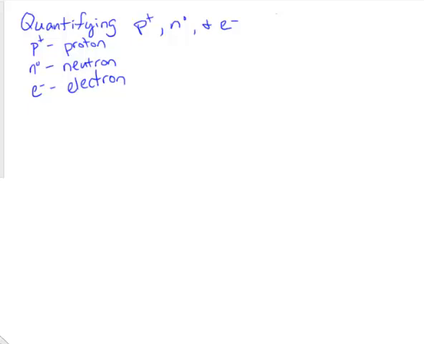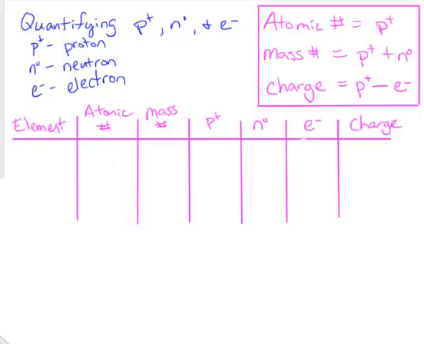Welcome. What we're going to do today is we're going to quantify protons, neutrons, and electrons. Remember, P plus is the way we denote protons, N0 neutrons, and E minus electrons. We're going to construct a table where we will write in the numbers of protons, neutrons, electrons, charge, mass number, atomic number, and element. The key equations that we'll need are up here in the upper right-hand corner.